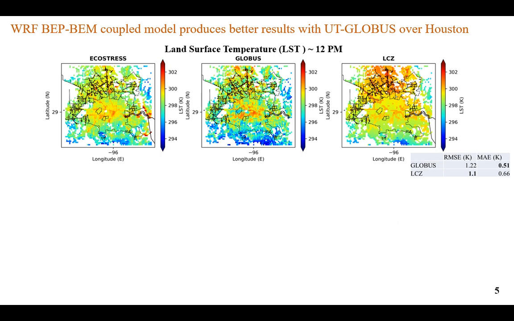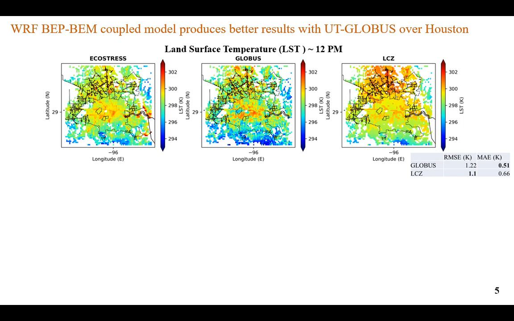This is the land surface temperature in Houston during noon. The one at the left is ECOSTRESS. ECOSTRESS also has its own problems because it's a satellite and it does not measure the complete urban surface. But what we did in WRF is that we just took the temperature equivalent of roofs and the streets so that we can compare it with the satellite. Here are the results. So the simulations that we have are GLOBUS UCPs and the default LCZ UCPs. We can see that the spatial heterogeneity is better captured when we use GLOBUS compared to the LCZ.